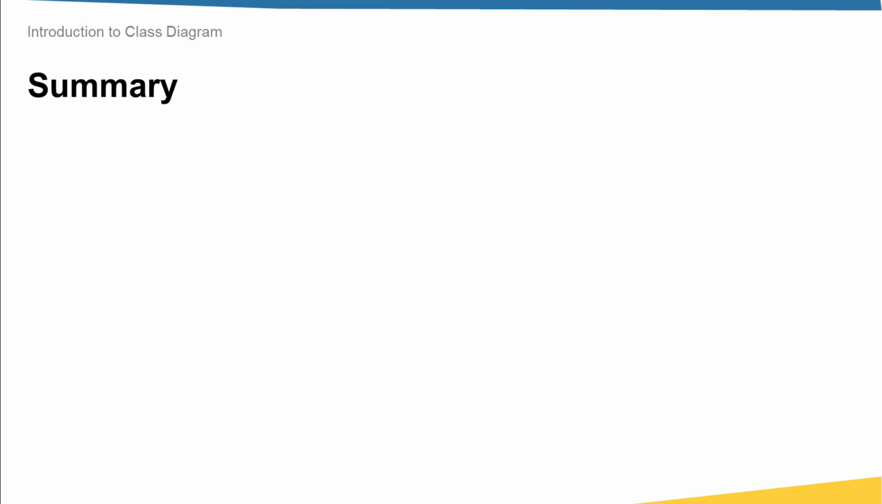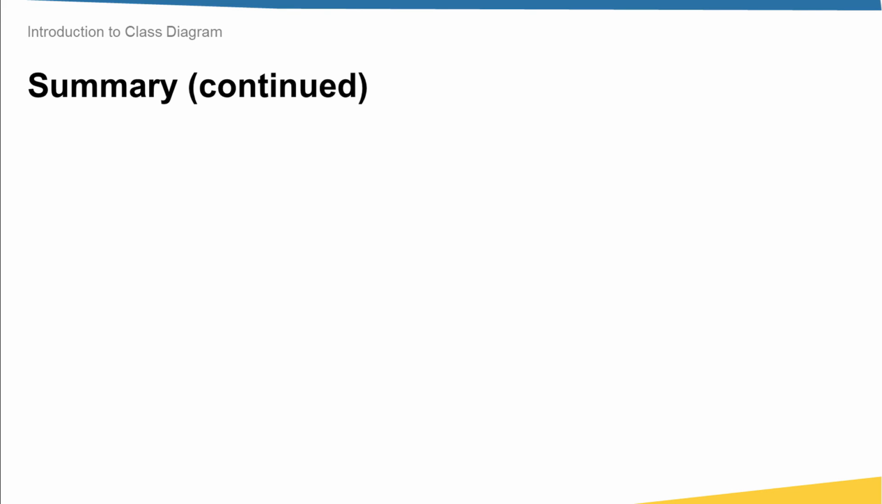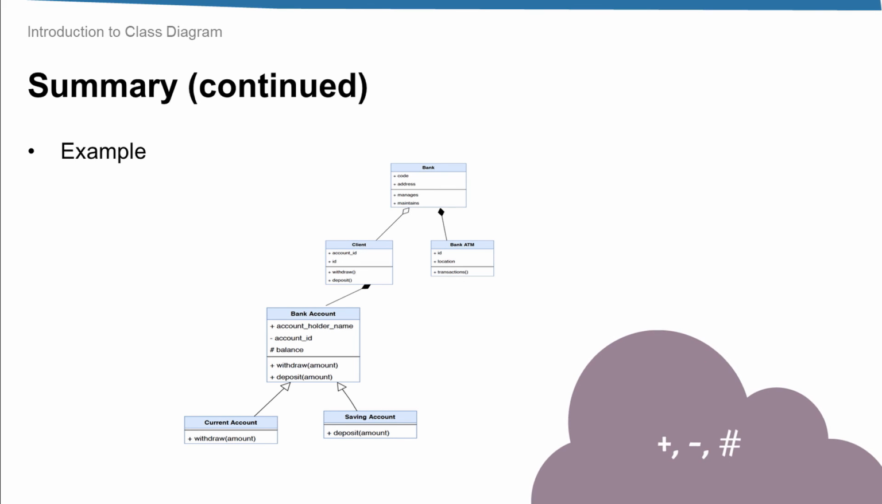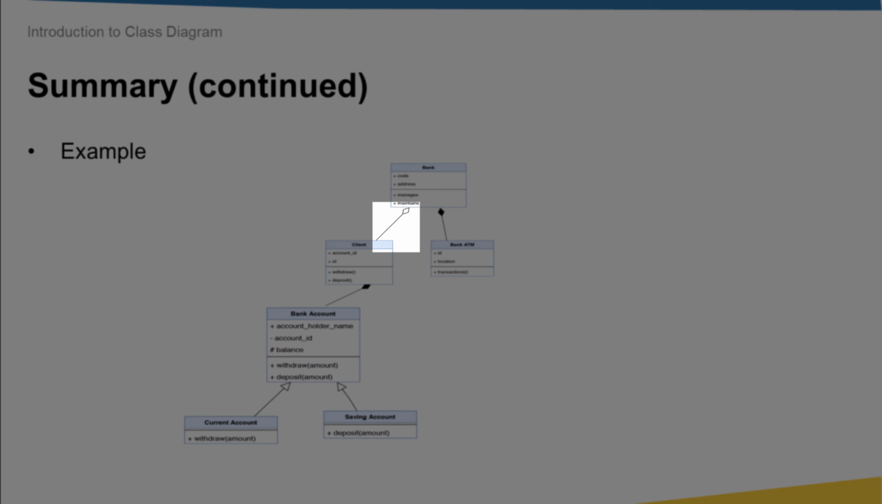Now let's recap what we have learned. First of all, class diagram has been defined, and we said that it's just a visualization method for the classes in your application, and it's quite useful for documentation and for effective communication between team members. Also, I showed you a complete example of how to draw a class diagram. We saw that we represent the class by using a box, and this box has 3 sections, which are class name, attributes, and methods. We use symbols like plus, minus, and hash to represent different access modifiers. And we use 3 types of arrow, which are the normal arrow for inheritance, an arrow with a diamond in the head to represent composition, and an arrow with a dark diamond on the head to represent the aggregation relationship.